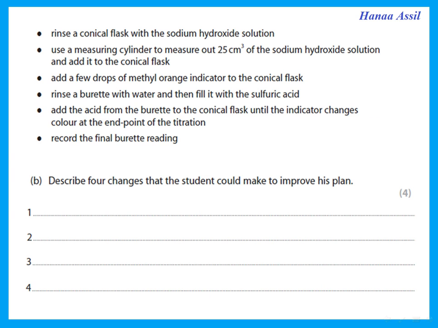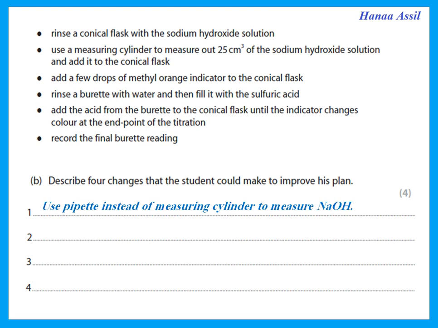Okay, this is the list, and it says describe 4 changes that the student could make to improve his plan. So let us take a look at the plan again. What did the student do? Rinse a conical flask with sodium hydroxide solution. Use a measuring cylinder to measure out 25 centimeter cubed of sodium hydroxide solution and put it into the conical flask. This is not correct. We do not use a measuring cylinder to measure the 25 centimeter cubed used in titration. We use a pipette instead of a measuring cylinder to measure the sodium hydroxide solution.